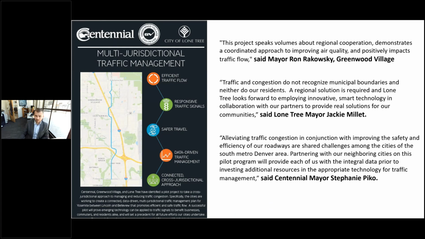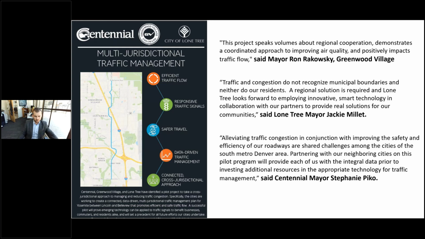traffic management problem that goes from Lincoln and Lone Tree all the way up to Greenwood Village on Bellevue. Our purpose was to install the same smart level traffic signals throughout each of these 3 cities, which we've done, connect them, which we've done, and then allow them to be programmed for an efficient flow of traffic that is responsive to the traffic signals and need. It makes it safer, it's data driven, and it's all connected across jurisdictions. We believe this is an incredibly smart way to manage traffic through a very busy area.